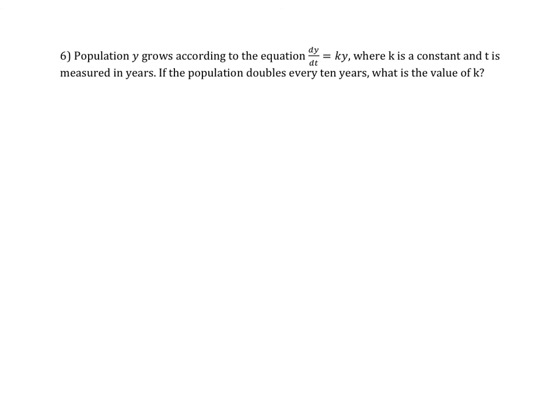All right. Population y grows according to the equation dy over dt equals ky, where k is a constant and t is measured in years. If the population doubles every 10 years, what is the value of k? All right, so here's what we know, guys. We know that dy over dt equals ky, and we're trying to solve for k.